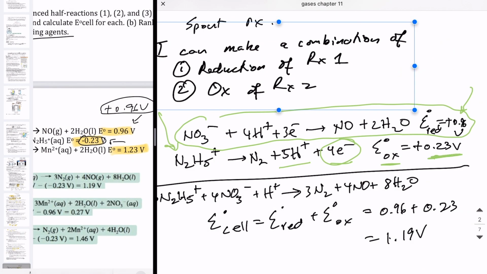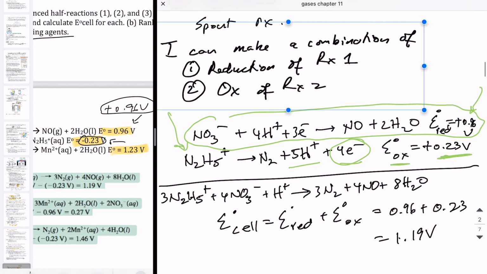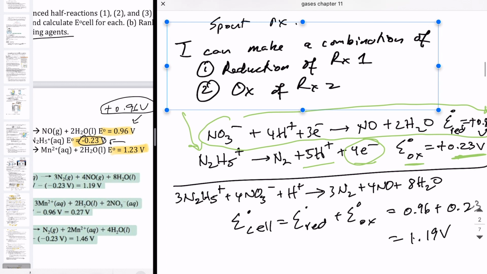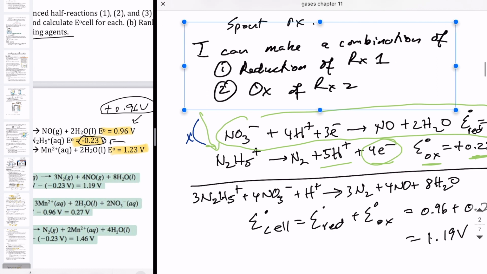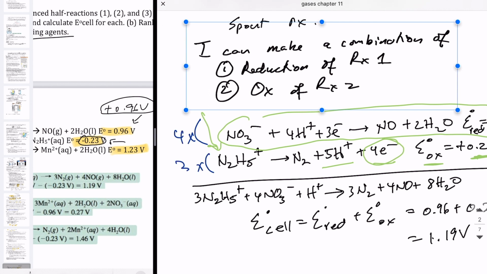Then what I want to do is add these two reactions together to get my E cell. If you actually want to balance this equation, you notice that the number of electrons are not equal to each other, so I'm going to have to multiply the top reaction by 4 and the bottom reaction by 3.